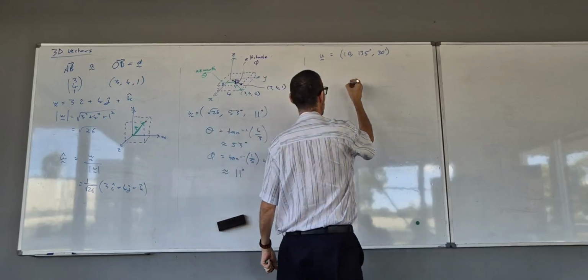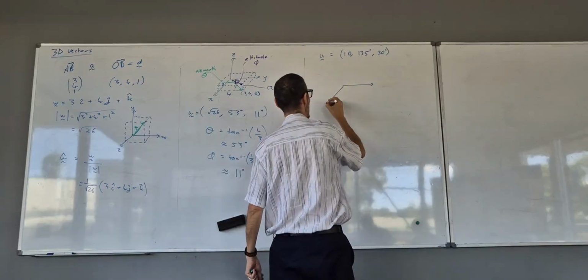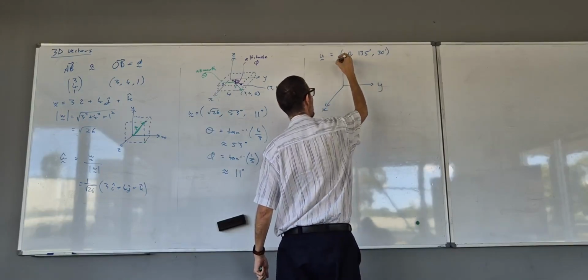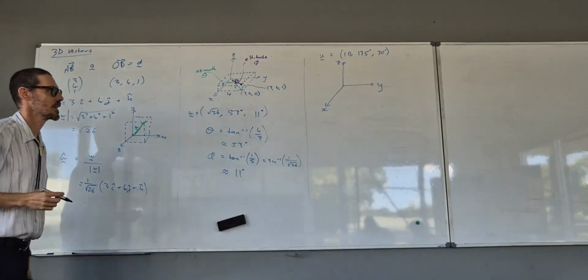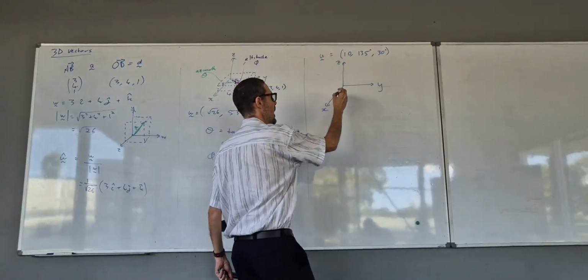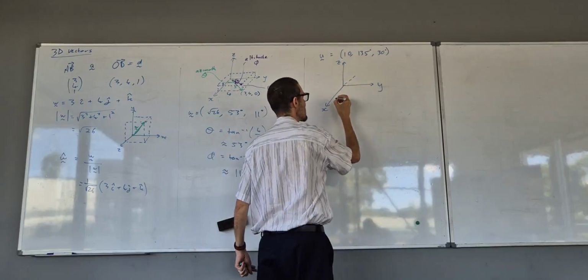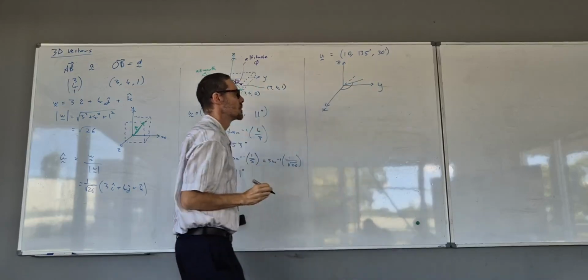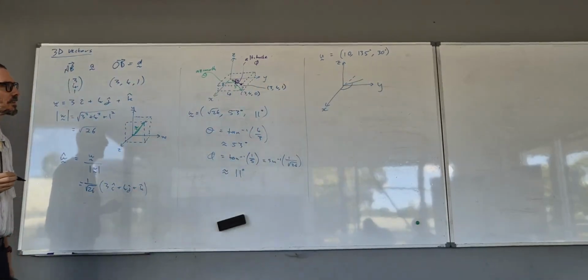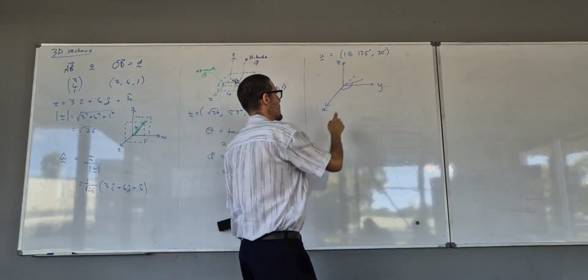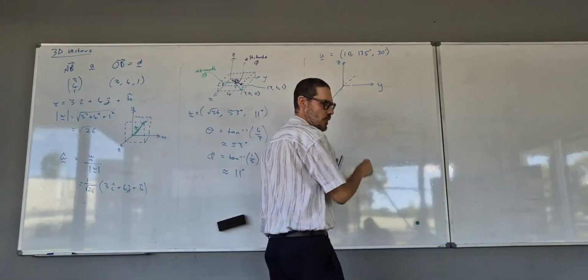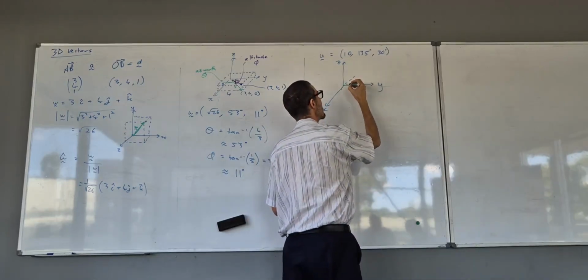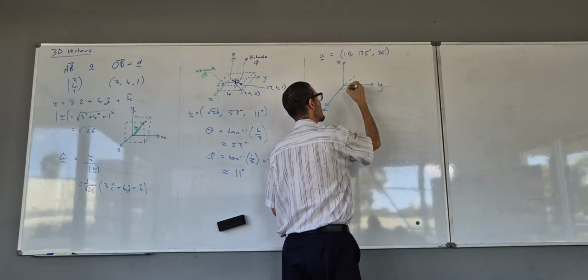I'm going to attempt to sketch it. X, Y, Z. 135 means it's around here. I should do that in green, so we're all looking at the same things as we were last time. 135 degrees. That is 135 degrees.